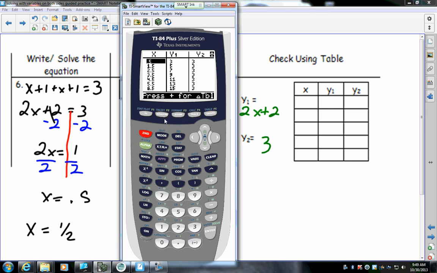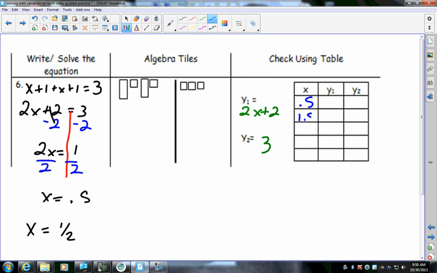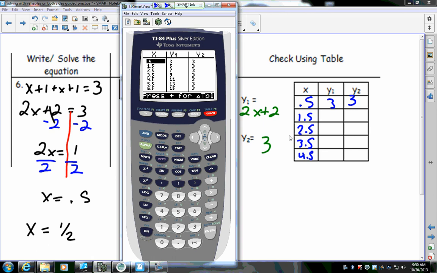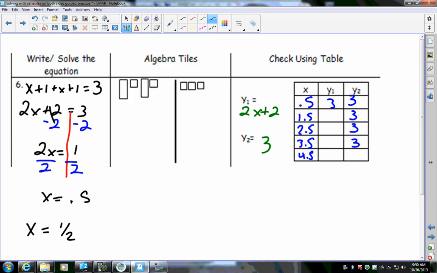So if you go second window, type in what you think the answer is, and go second graph, it will take you there. So I've got 0.5, 1.5, 2.5, 3, 3. On a linear equation, there will not be a spot where there are 2 answers. It is only going to be one spot.